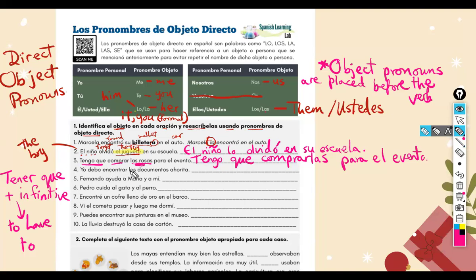Yo debo encontrar los documentos ahorita. Right, so deber que, another one for should, similar to have to. Not deber que, sorry, deber. Right, so should to must, as in you must do something. So I should or I must find the documents.